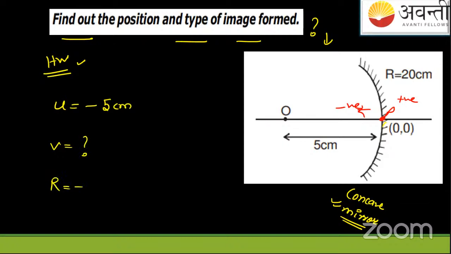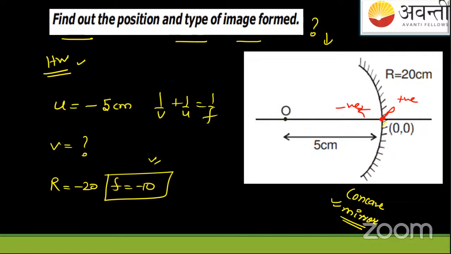Radius of curvature again is negative. Focus is minus 10. Put all these values in this formula. I've already solved this kind of question, so I've given you a 70% hint. So put all these values here, and we'll get the answer.